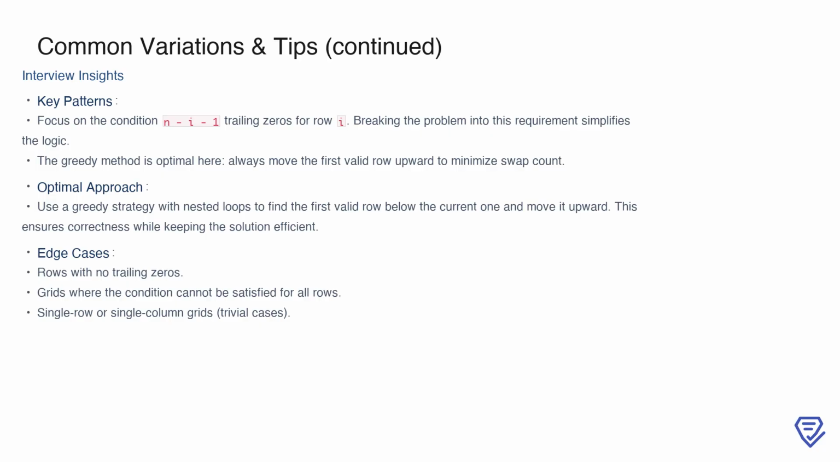It's also crucial to handle edge cases effectively. These may include rows with no trailing zeros, grids where it's impossible to satisfy the condition for all rows, and trivial cases like single row or single column grids. Being prepared for these scenarios demonstrates a strong understanding of the problem and ensures your solution is robust.